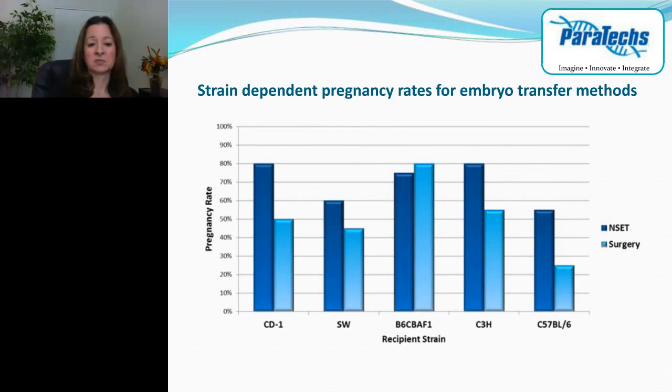If you look at the highest pregnancy rates here, you can see that the CD1 females, the B6CBA F1 females, and the C3H females all have a very high rate of pregnancy. The B6D2 F1s also had an 80% pregnancy rate, and so they would be included in the better group of embryo recipients.